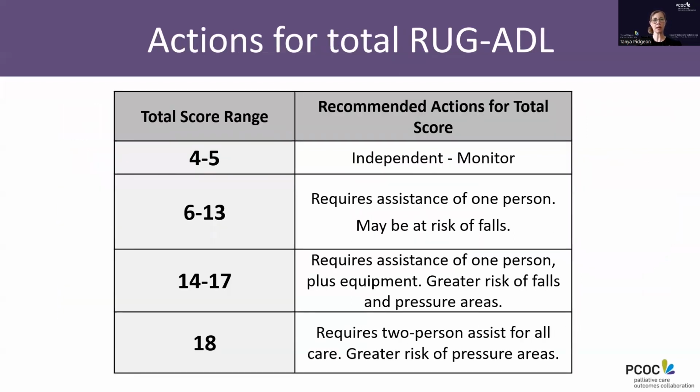Here's some actions for RUG-ADL. So some aspects to note for this tool is that as the score increases, the patient may be at high risk of falls and pressure areas or wounds. And also a carer may be at high risk of carer stress, fatigue, and burnout. Therefore, a RUG-ADL assessment can trigger referrals for allied health, for example, to occupational therapy for extra equipment, or to social work to assess carer burden.